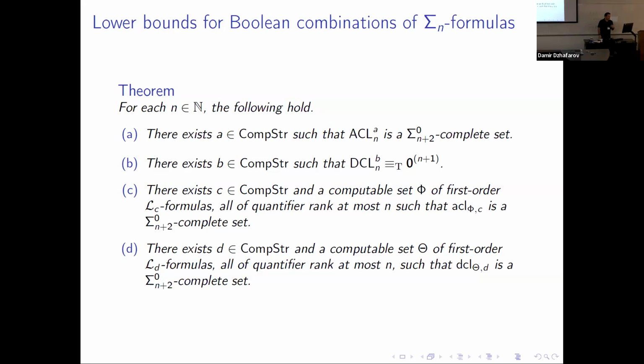And from this sigma 1, 0, 1 property of the full ACL over the one-step ACL, we get that there is a computable collection of first-order formulas, all of quantifier rank at most n, such that the full ACL with respect to those formulas is maximally complicated. It's a sigma 0 n plus 2 complete set. And similarly for DCL, there's a computable collection of formulas where the full definable closure is a sigma 0 n plus 2 complete set.